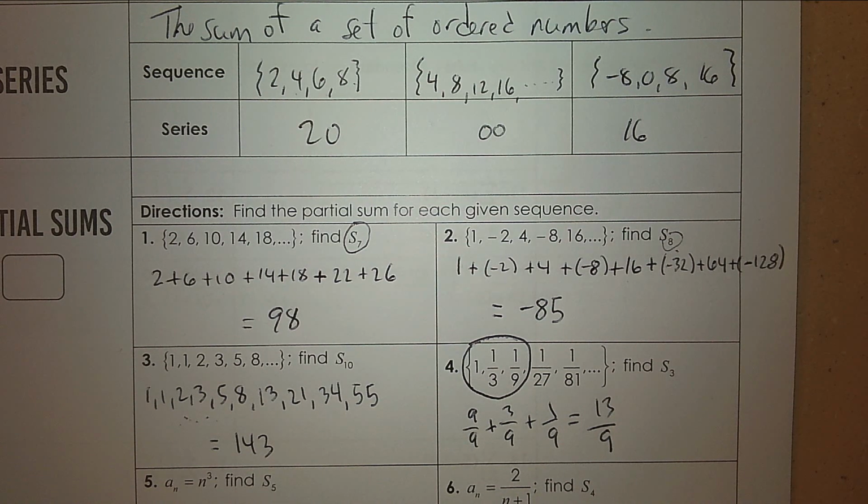Number 5. See if you can add that series. Number 6, number 7, number 8. And then we're going to talk about something that's called sigma, or sum notation. Sigma is a Greek letter, like pi.